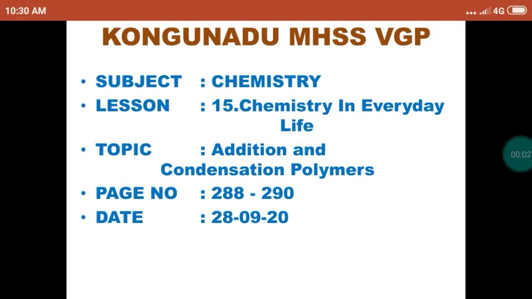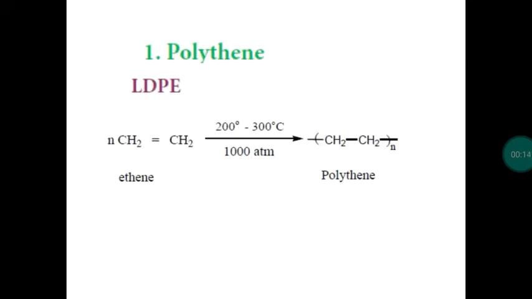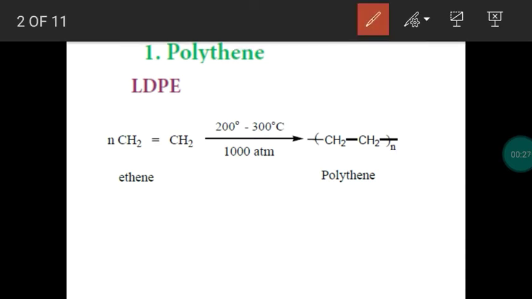Dear students, today we are going to study preparation of some addition and condensation polymers. First one, preparation of polythene. This is an example of addition polymer. The monomer is ethene molecule. So what is the common name of ethene? Ethylene. So monomer is ethene molecule.